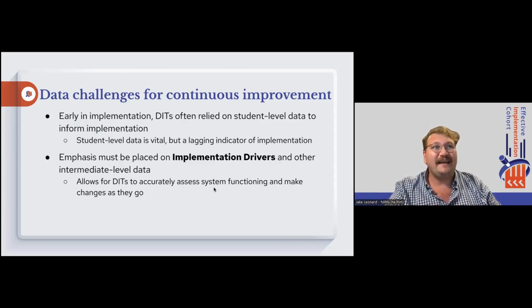And we've really found that an emphasis on implementation drivers and other intermediate level data, like what we find on the DCA and some other measures of teaming and district capacity, is really helpful for district implementation teams to use to accurately assess system functioning, which will allow them to make tweaks and changes as they go.